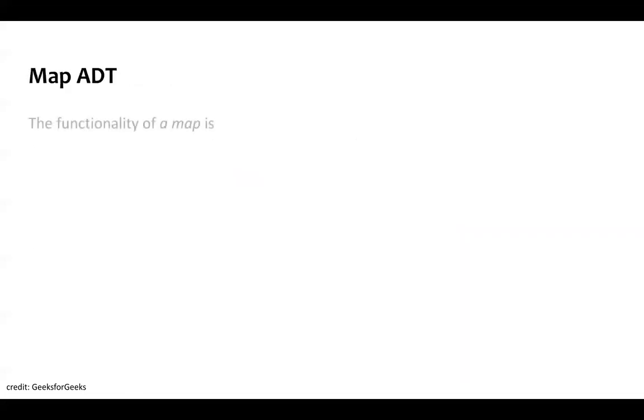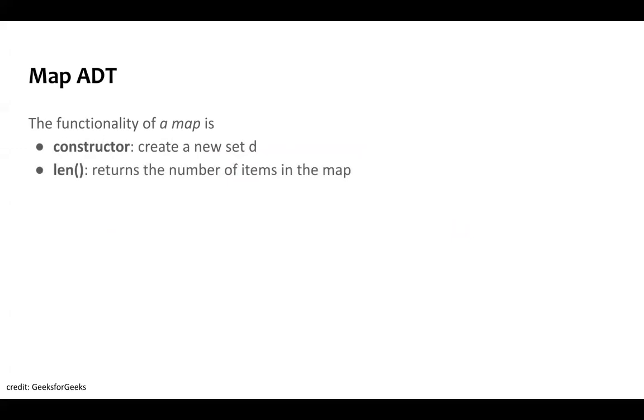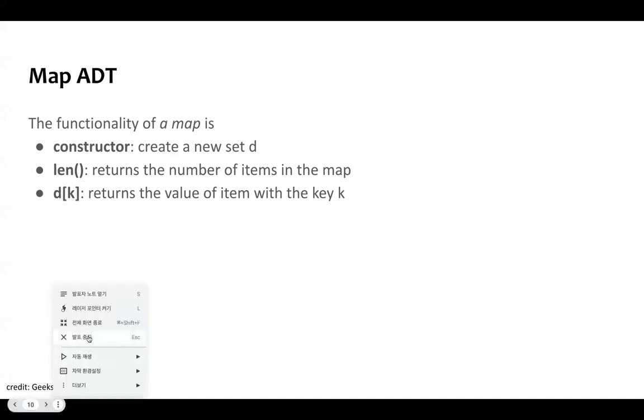And these are some functionalities of a map. Of course, we need to be able to create a new map called D, and we want to know the number of items inside this map or dictionary, and we want to access the value of the item with the key K. So this is going to be how we are accessing some items.